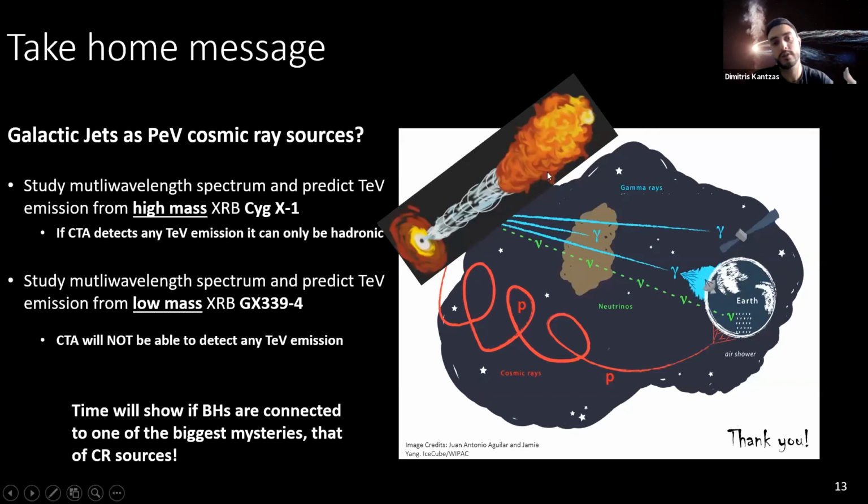So what I tried to convey in this talk is that perhaps galactic jets are these missing pevatrons, or in other words, they can accelerate PeV cosmic rays. And to be able to answer this question, I developed this leptohadronic jet model and applied it to the very first ever simultaneous radio to X-ray spectrum of Cygnus X-1. And I found that there might be some TeV emission that can only be of hadronic origin.